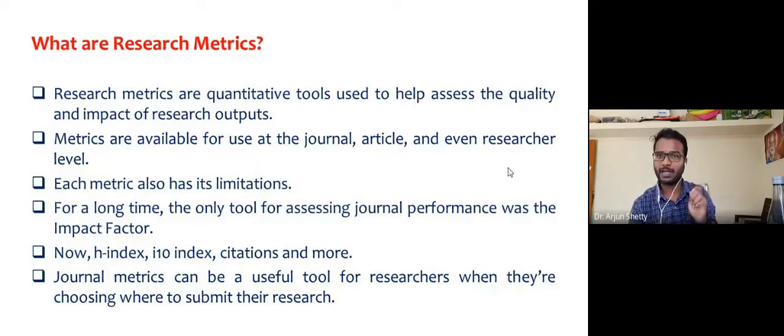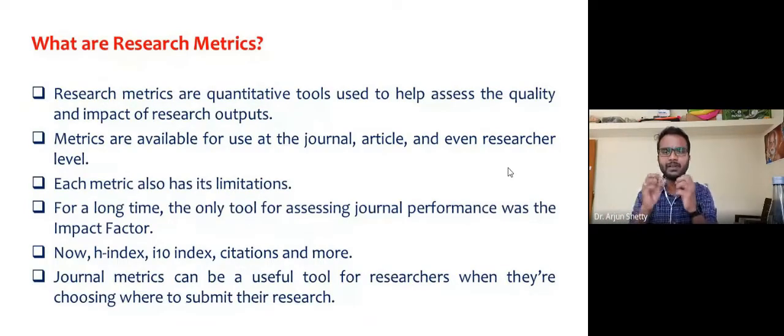And apart from that, each and every research metric, as I already told you, may be an impact factor, an i10 index, an h-index, a CiteScore, or citations. We'll tell you the different types of research metrics in the coming slides. Each and every research metric has its own limitations. Why? Because I will tell you in the coming slides.